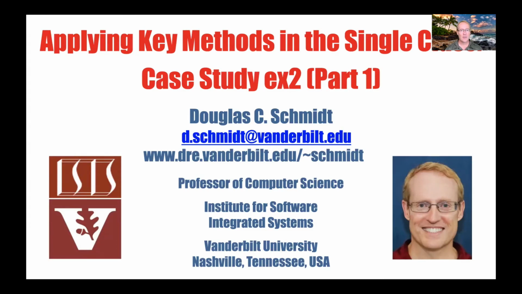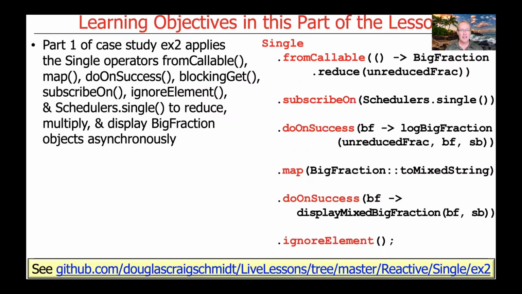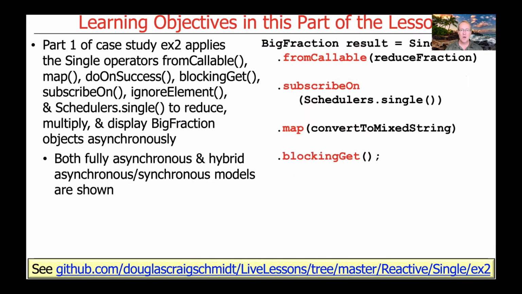We're now going to take a look at applying key methods in the Single class in case study ex2. In part one of this case study, we'll apply various Single operators, including fromCallable, map, doOnSuccess, blockingGet, subscribeOn, ignoreElement, and Schedulers.single to reduce, multiply, and display big fraction objects asynchronously. We'll take a look at both fully asynchronous as well as hybrid asynchronous-synchronous models in our example.